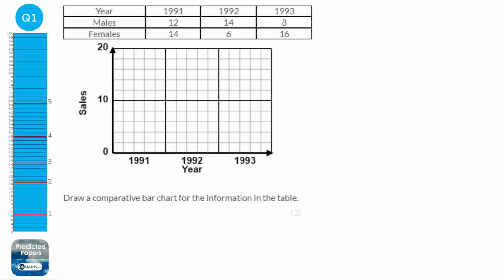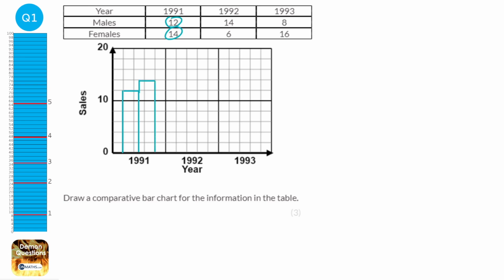A comparative bar chart is where you have two bars next to each other meaning different things. So it's probably easier just to start drawing it and then we can talk about it as we go along. So we've got males here at 12. And so what we want to do is a bar that is 12 high. And these are going up in twos. So it will be up here. There we go. And then right next to it, we're going to do females, which is 14. And so what we're going to do is we're going to make this go up to 14.